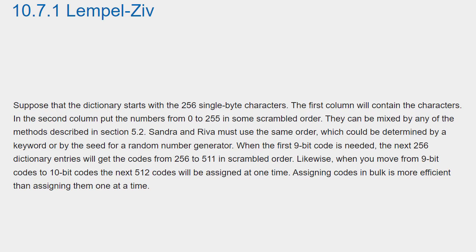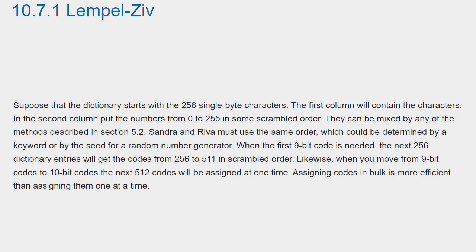Suppose that the dictionary starts with the 256 single-byte characters. The first column will contain the characters. In the second column, put the numbers from 0 to 255 in some scrambled order. They can be mixed by any of the methods described in section 5.2. Sandra and Riva must use the same order, which could be determined by a keyword or by the seed for a random number generator. When the first 9-bit code is needed, the next 256 dictionary entries will get the codes from 256 to 511 in scrambled order.